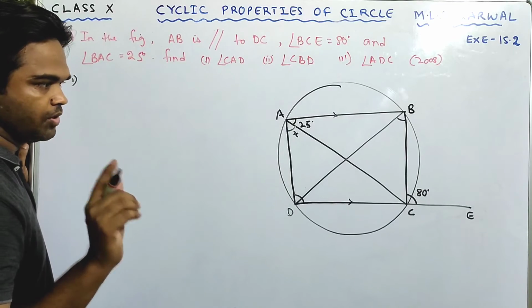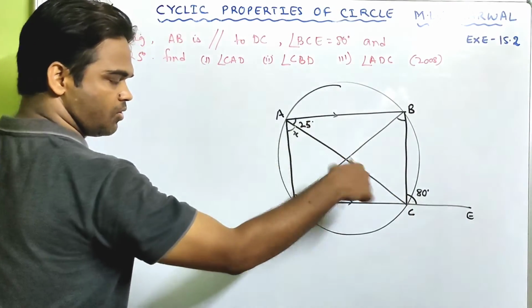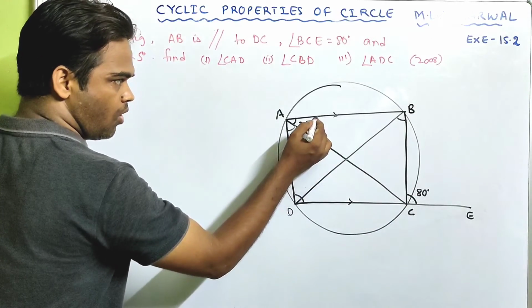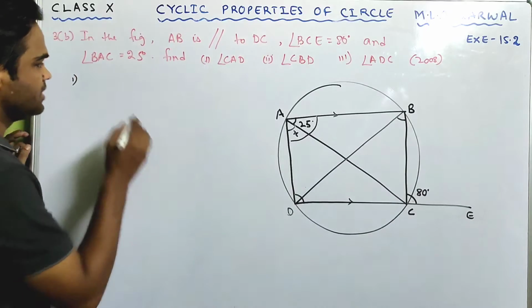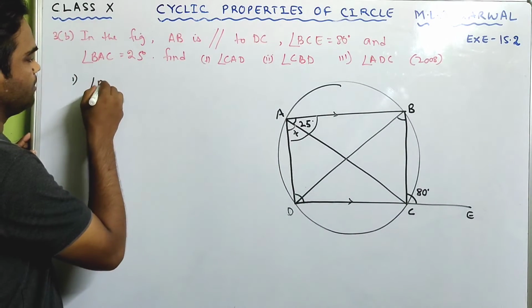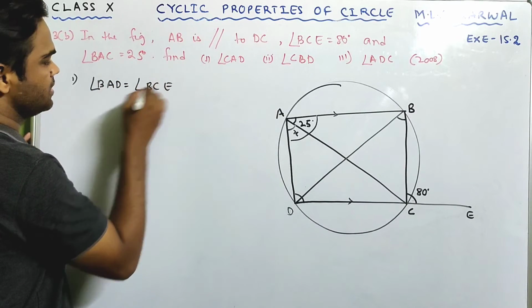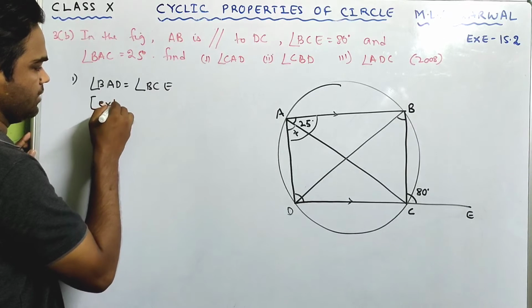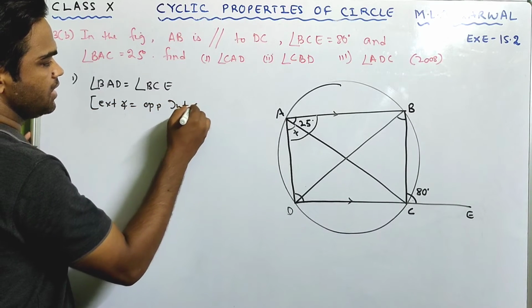In this video only I gave you a property which was exterior angle in a cyclic quadrilateral is equal to opposite interior angle, isn't it? Which means angle BAD will be equal to angle BCE. Exterior angle is equal to opposite interior angle.